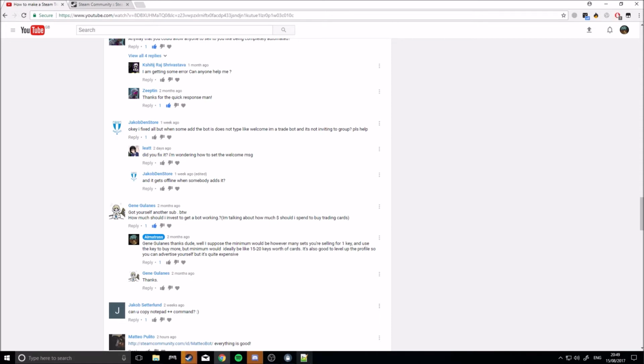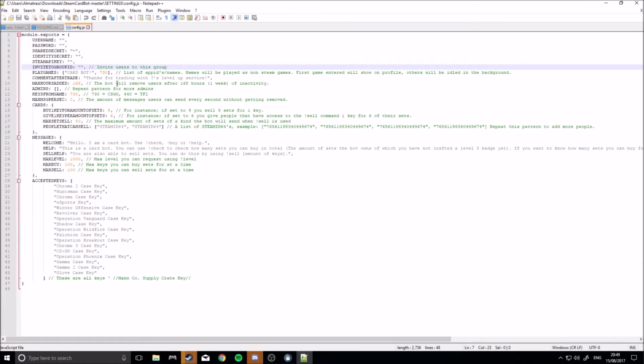Okay, so this error is not welcoming people to the trade bot and not inviting them to a group. This is all just to do with the config. I remember I did have this issue. This is all just checking through this and making 100% sure that there are no errors in this, because for some reason when I did this before, if you had one slight error, it would affect multiple things in this.